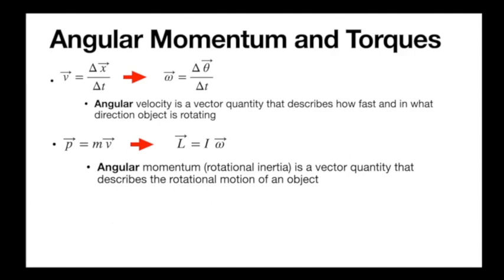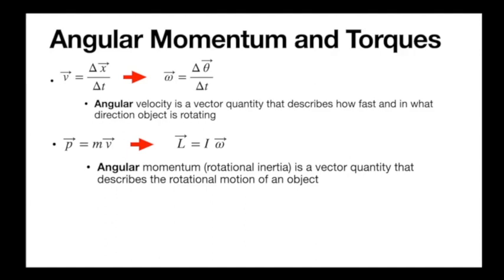Rotational inertia. L is the angular momentum. I here is the rotational inertia. So it's like rotational inertia is the rotational mass. Okay. So moment of inertia is another phrase for it. Okay, thank you.